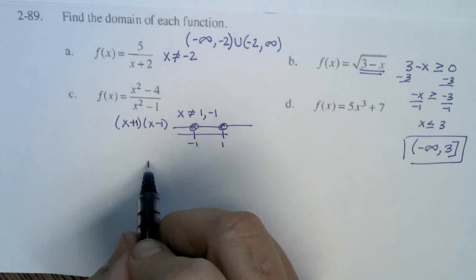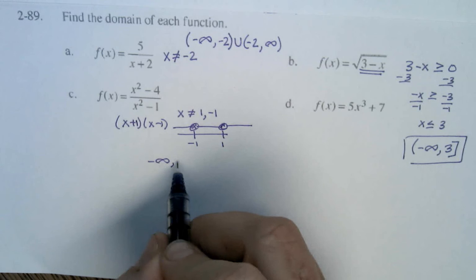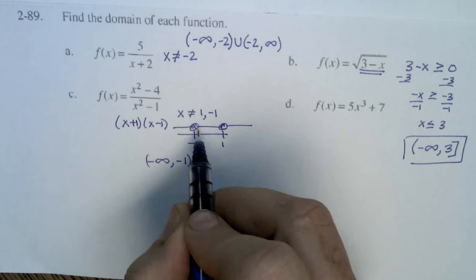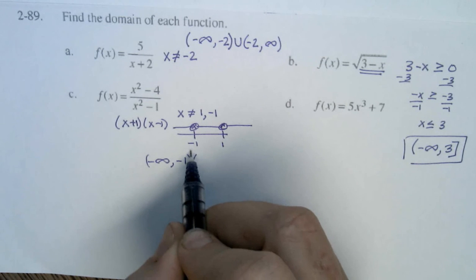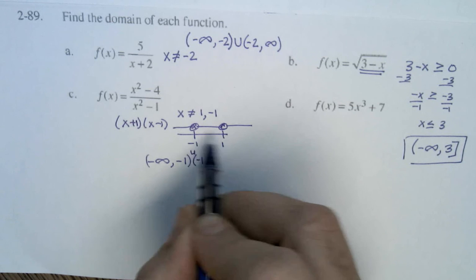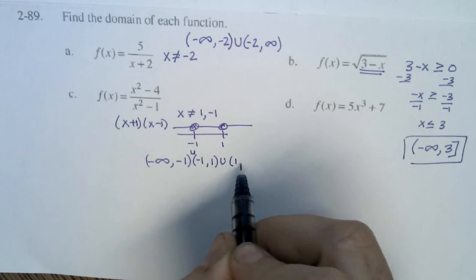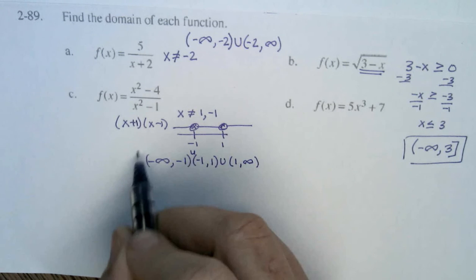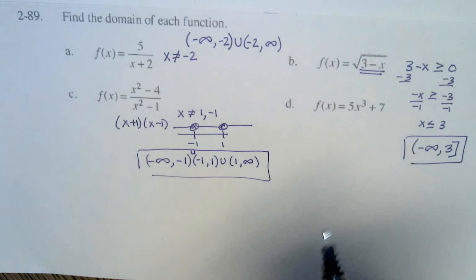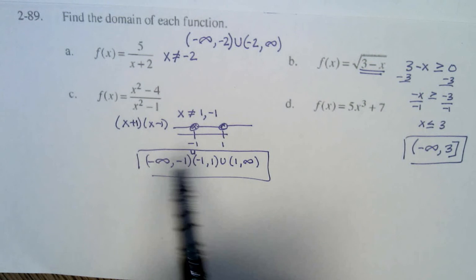So we have -infinity all the way to -1. Pick back up on the other side of -1, you need a union there, -1 all the way to 1, union, pick back up here on the other side of 1 and go to positive infinity. Okay, so that's what the interval notation would look like for C.